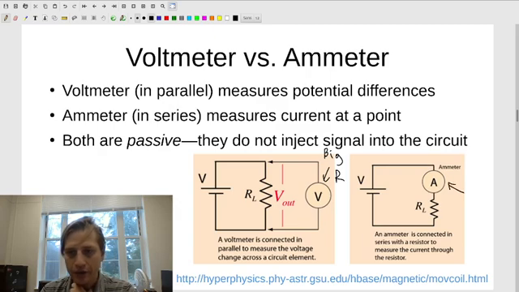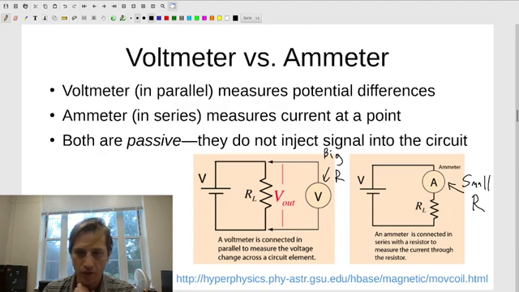Conversely, the ammeter has a really small resistance. So when you put it in series with the resistor that you already have in the circuit, it is supposed to not change the resistance very much. So this resistance has to be much smaller than the resistance of the thing that is the primary circuit element. Okay, so the ammeter has to have a really small R. A voltmeter has to have a really big R.